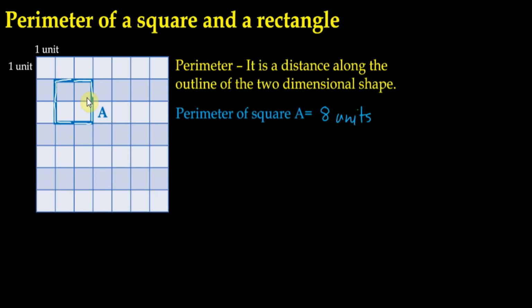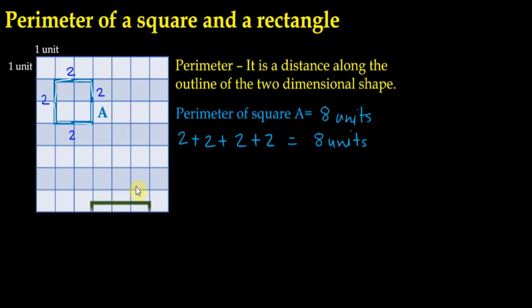But we know all four sides of a square are equal. That means they are of same length. So each side of square A is of same length. So this side is 2 units, this side is 2 units, this side is 2 units and this side is also 2 units. So if we add the lengths of all the sides of square A, that is 2 plus 2 plus 2 plus 2, we will get 8 units. So either way, we are getting the same answer for the perimeter of square A, that is 8 units.